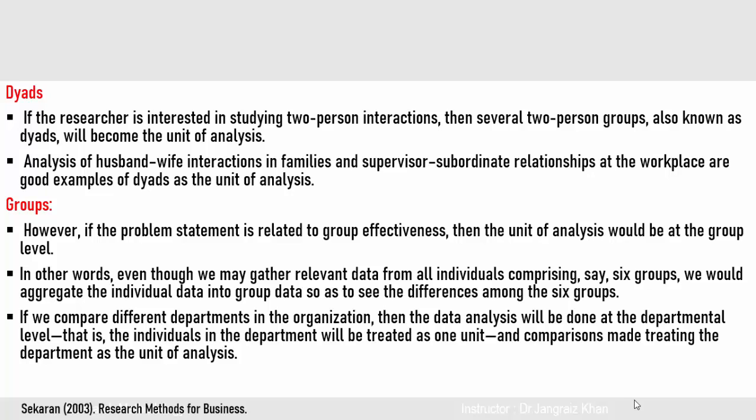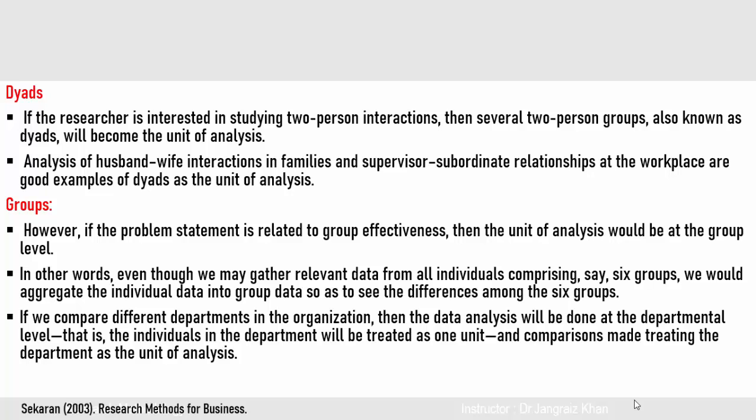Groups. If the researcher is interested in finding out the data from more than two people, that means groups. If the statement is related to group effectiveness, then the unit of analysis would be at the group level. For example, the effect of inflation on household consumption.